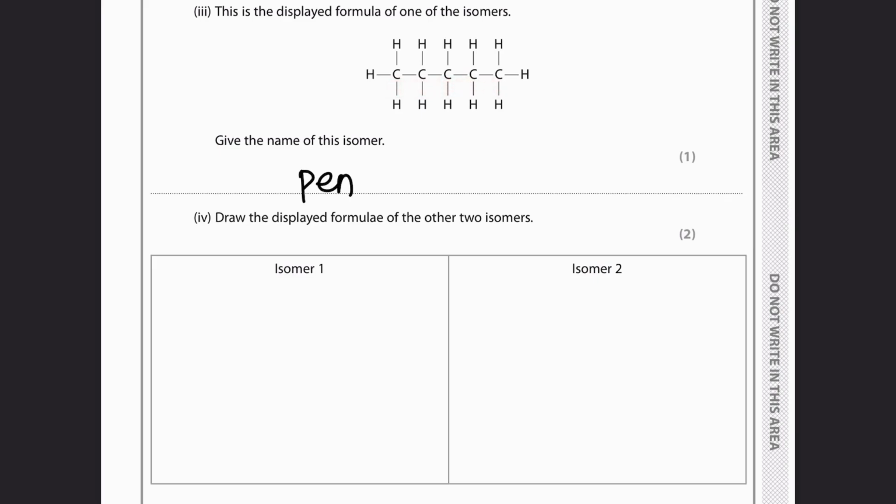Number 2, is it an alkane or an alkene? Well, I'm only seeing single bonds, so therefore it's saturated. It will be an alkane, so it will be a pentane. Pentane. And it says, draw the display formula of the other 2 isomers. In other words, I have to draw 2 more isomers of pentane. They all need to have C5H10. Because they have the same molecular formula. So everybody here has got to be 5 carbons and 10 hydrogens.